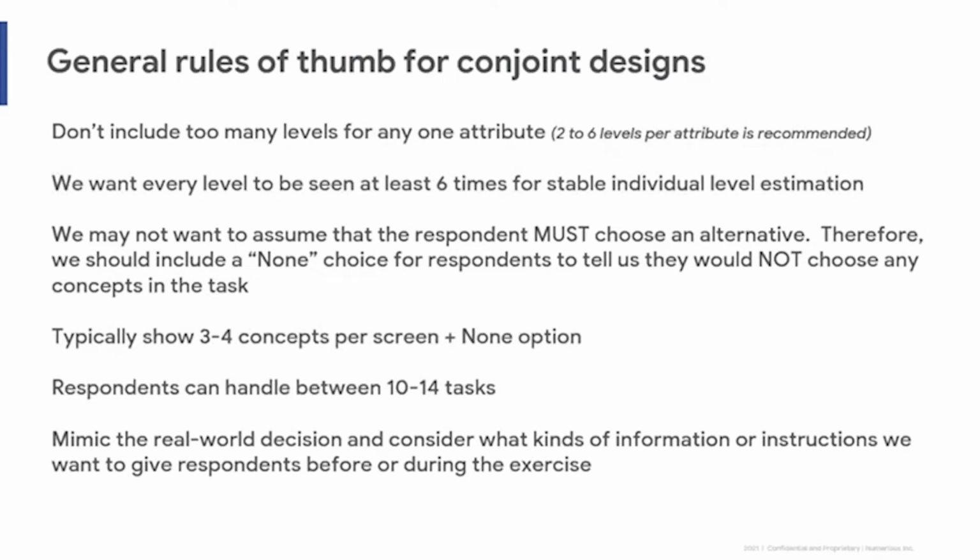Some general rules of thumb are things like don't include too many levels for any one attribute. We also want to assume that respondents probably don't have to walk away with a smartphone when they come into the store. So we should allow them to have a none alternative in the exercise. In addition, surveys can be taxing, right? So we typically like to think that respondents can handle about 10 to 14 of those questions. Any more than that, we're probably not going to get really good data.